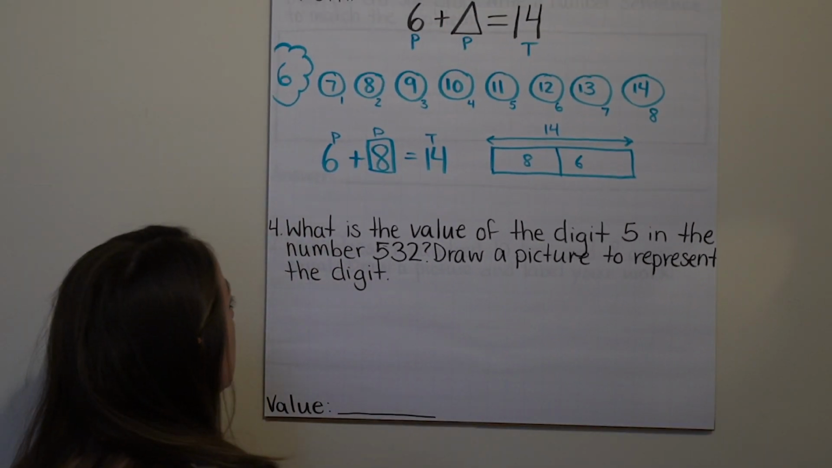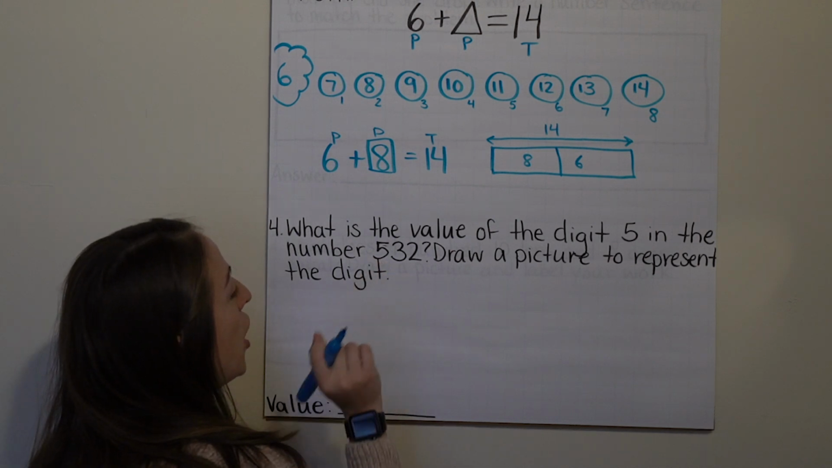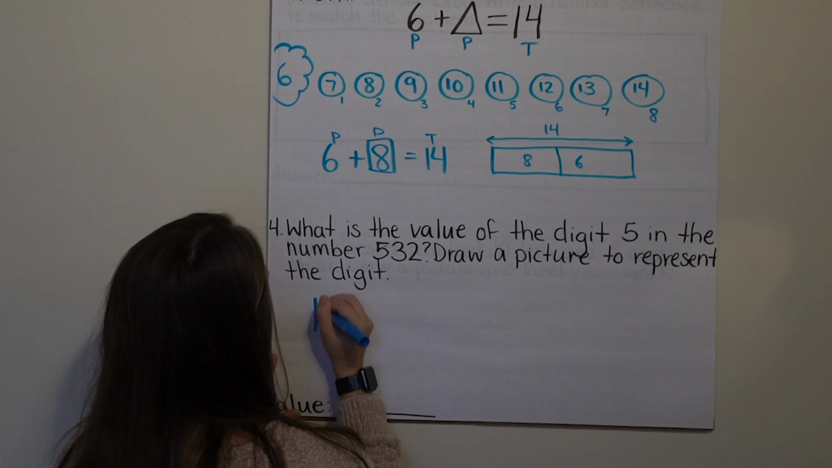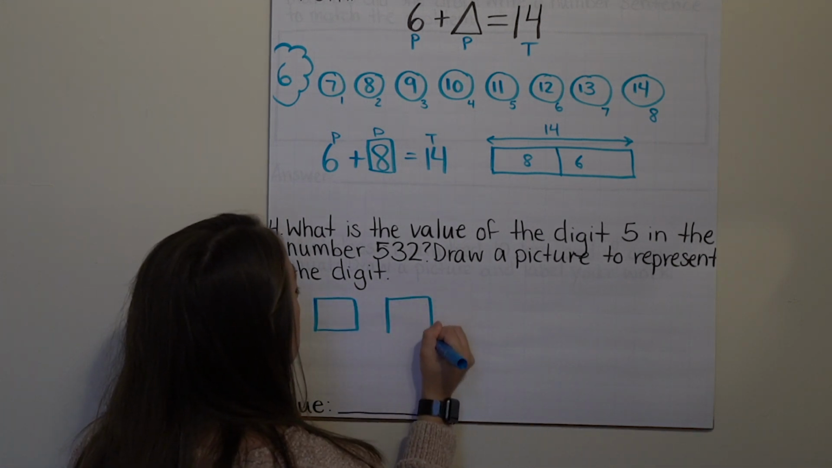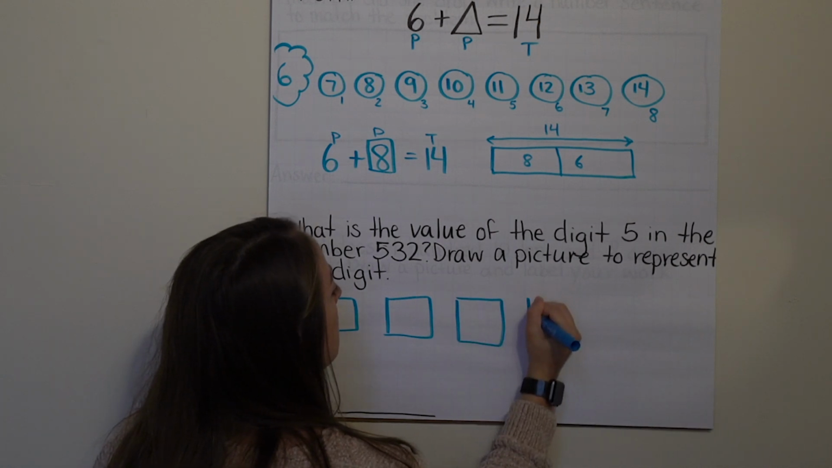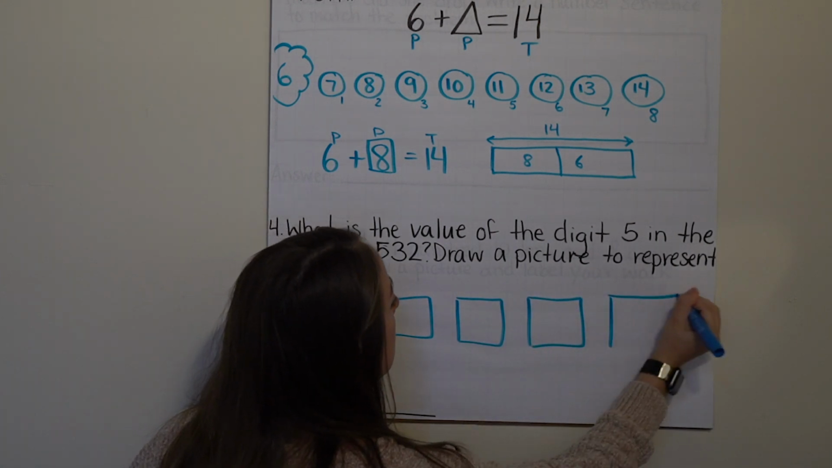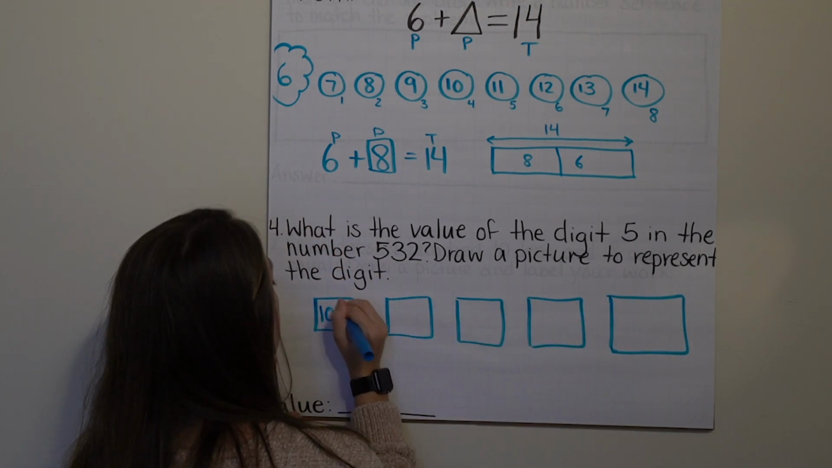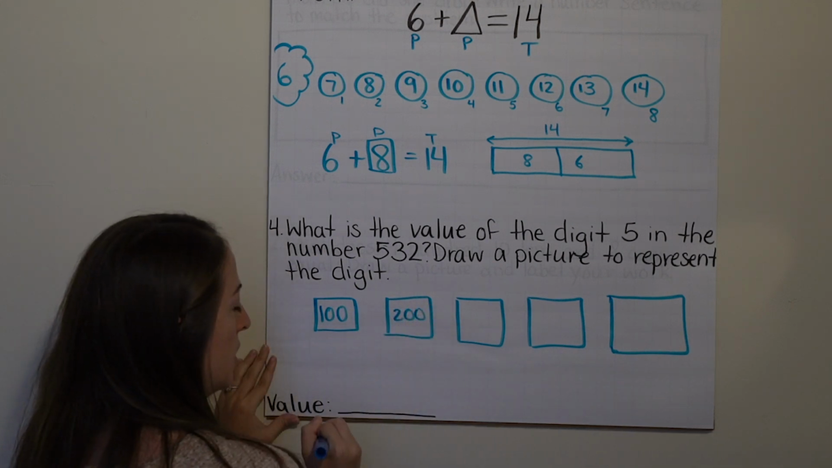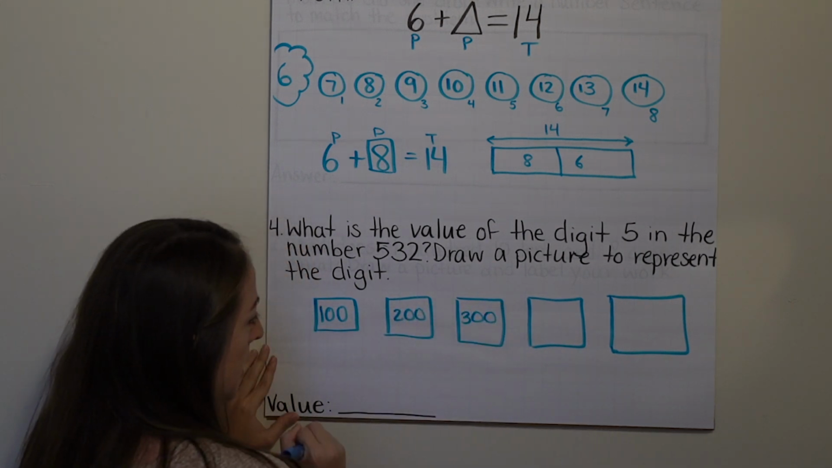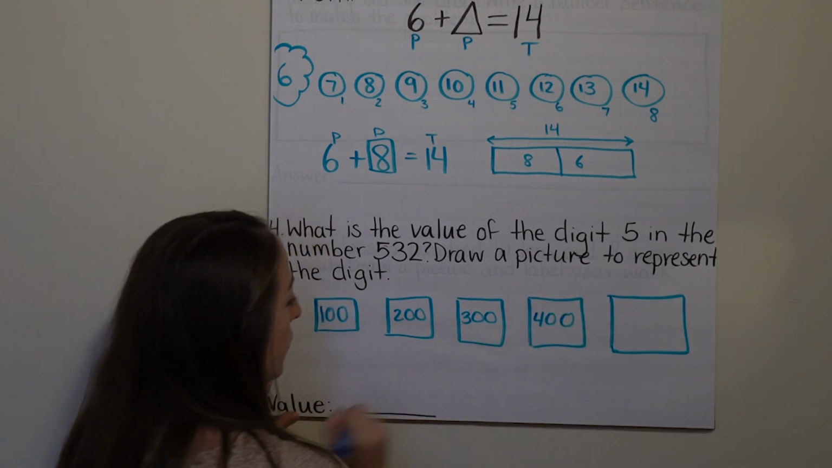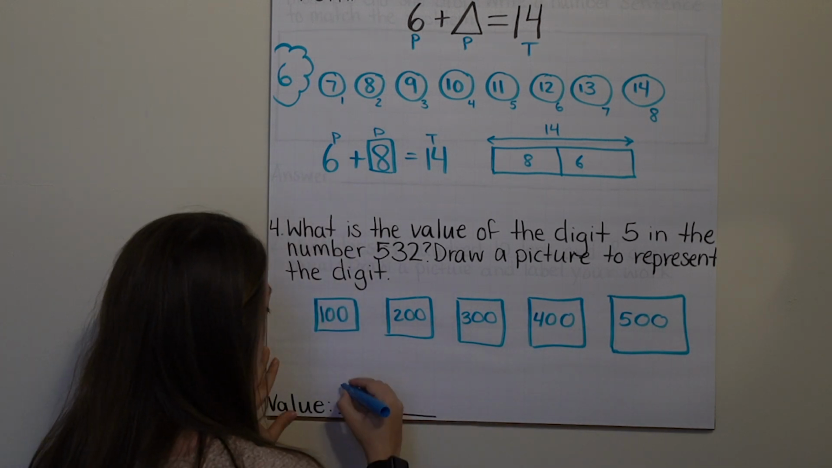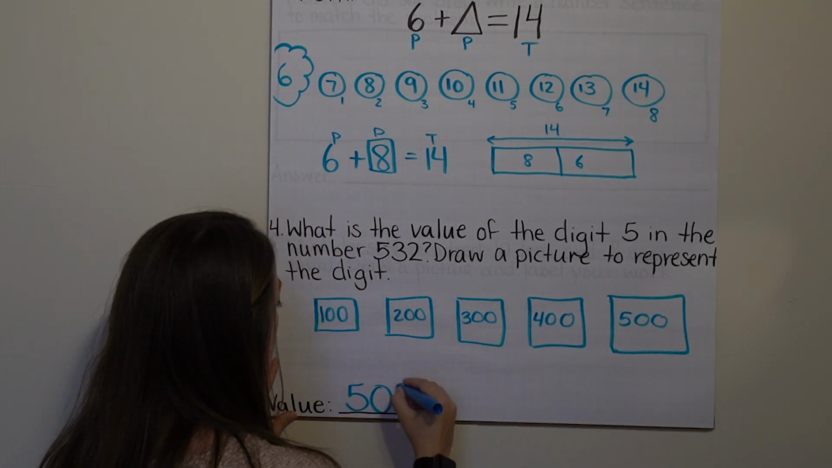Okay, so hopefully you notice that the digit 5 was in the hundreds place, so we're actually only drawing 5 hundreds. 1, 2, 3, 4, 5. And we're going to label 100, 200, 300, 400, 500. So the value is 500.